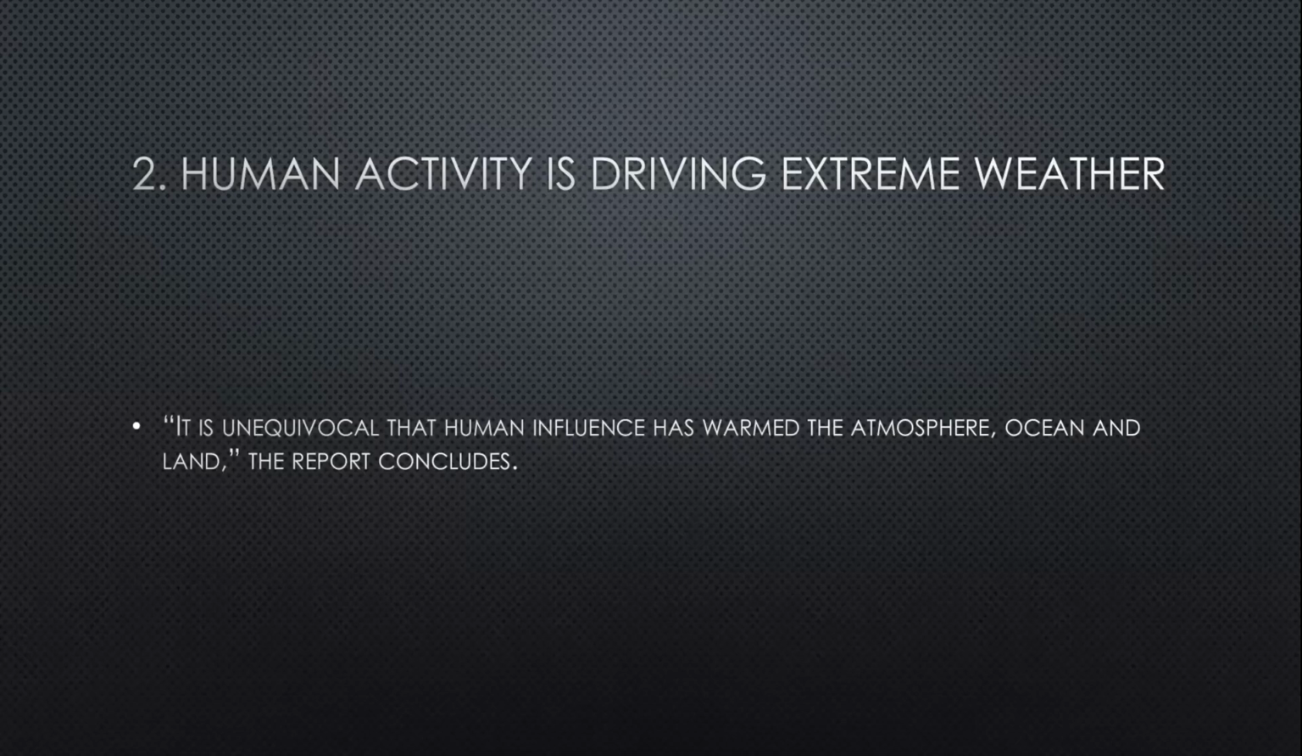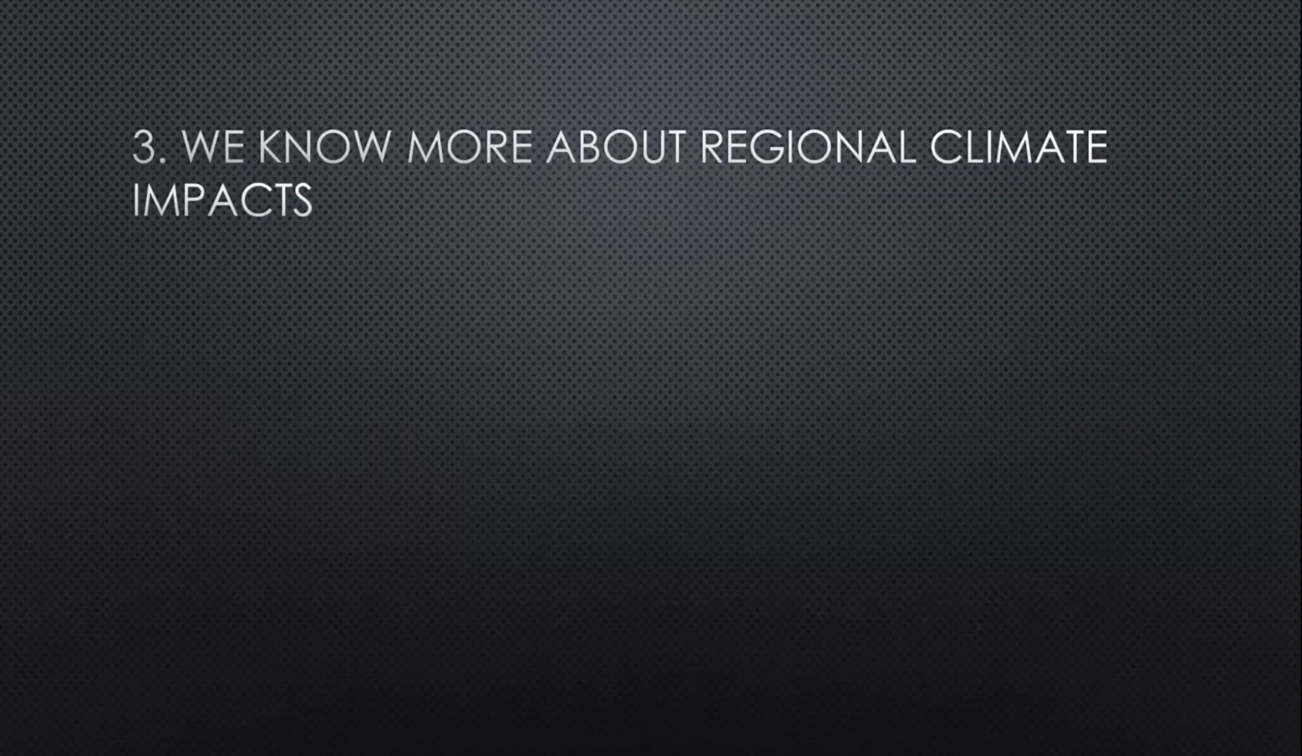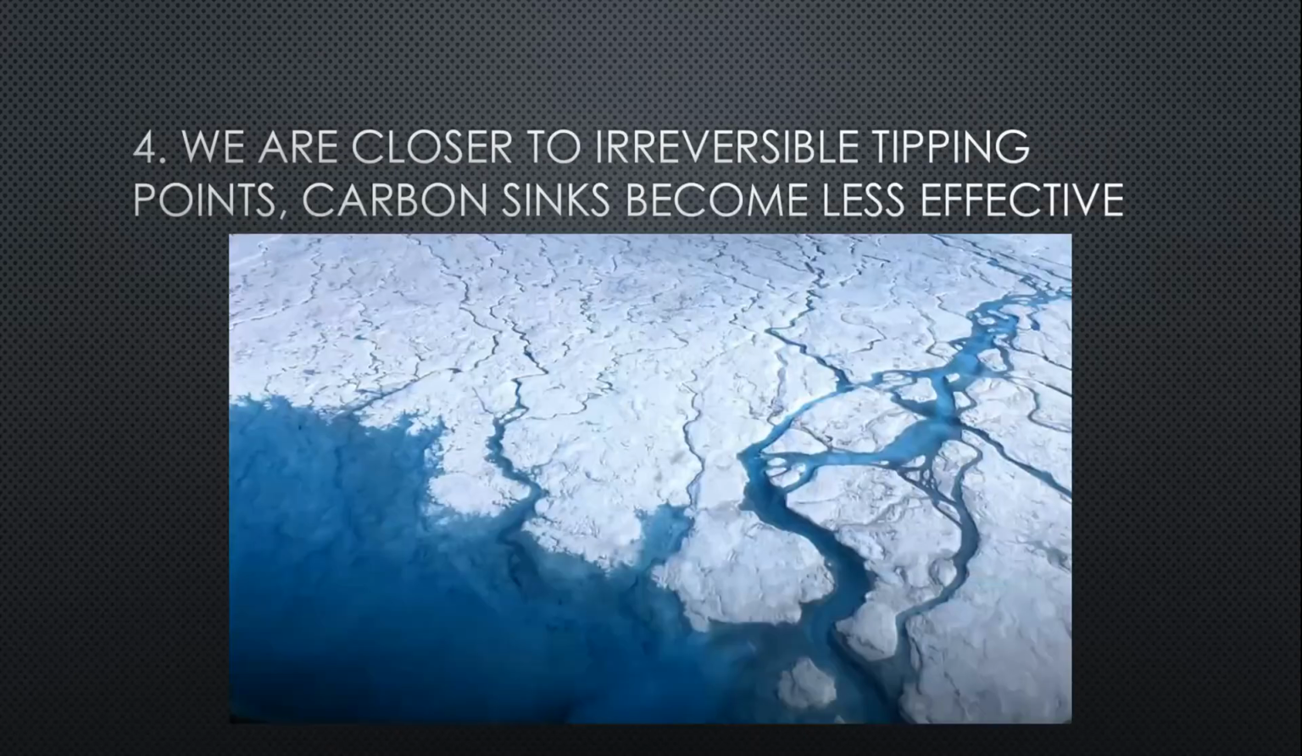But then what this report is showing us is unequivocal, you see the word there, unequivocal, meaning without doubt, that human influence has warmed the atmosphere, the ocean and the land. This is what the report concludes. So the third thing is that we know more about the regional climate impacts, meaning we have been able to develop better simulations about our climate and how it's changing. And so now we know more about what could happen with a bit more precision, just to simplify.